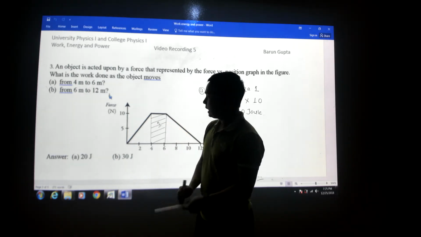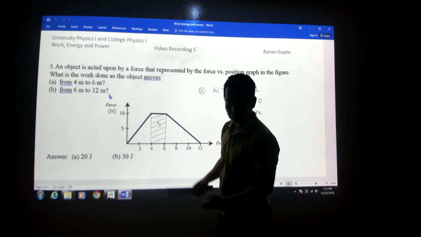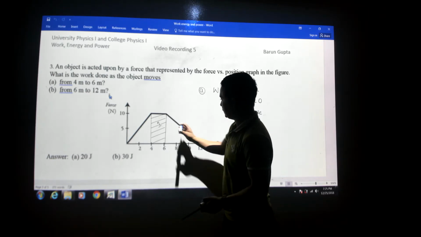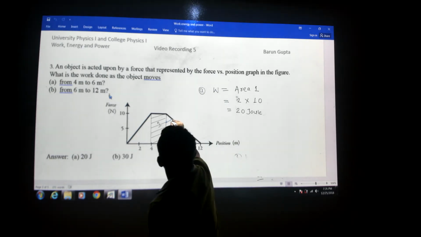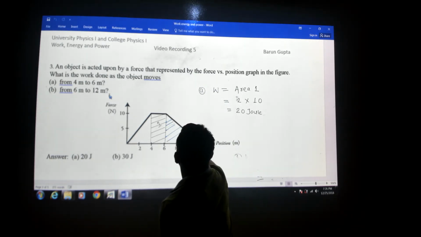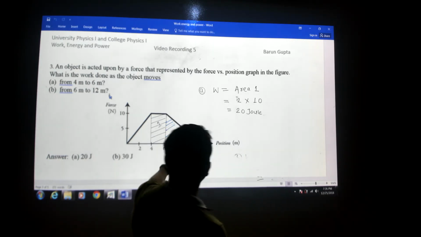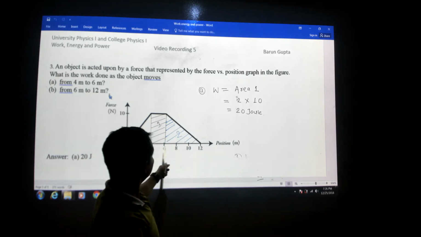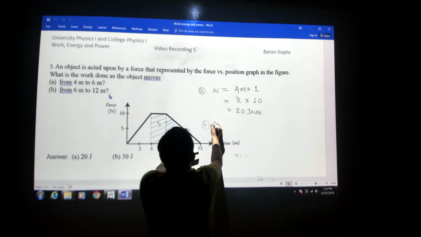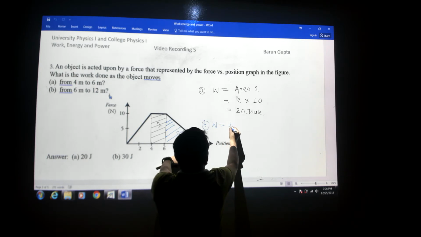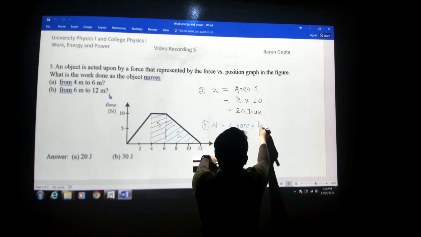Now it is asking you to calculate the area from 6 meter to 12 meter. So what are you going to do? You have to find this area here. I call this area 2. You just have to find this area from 6 meter to 12 meter, and this is a triangle. What is the area of a triangle? The area is equal to half base times height. This is the area of a triangle.